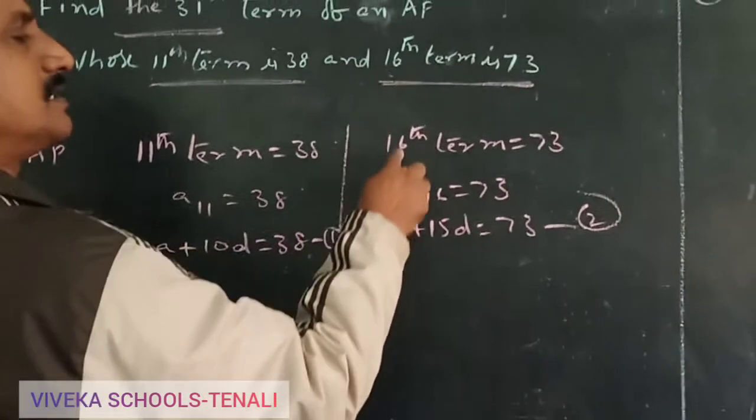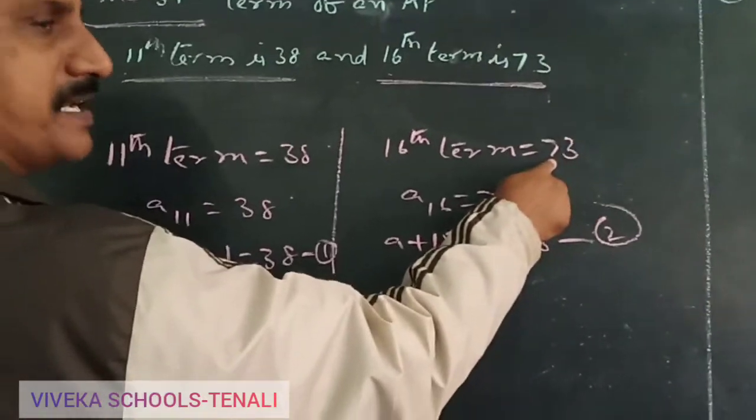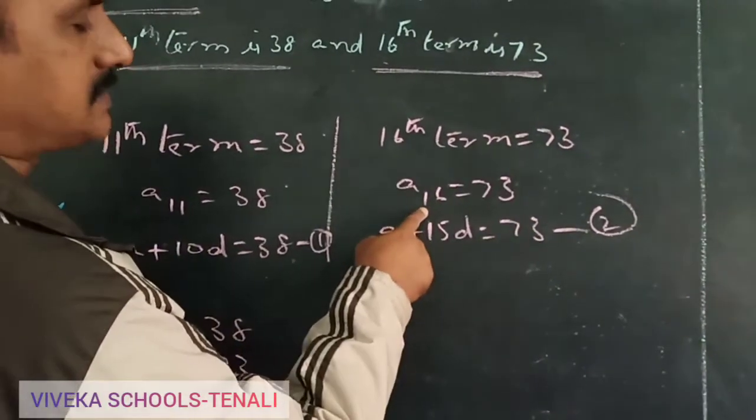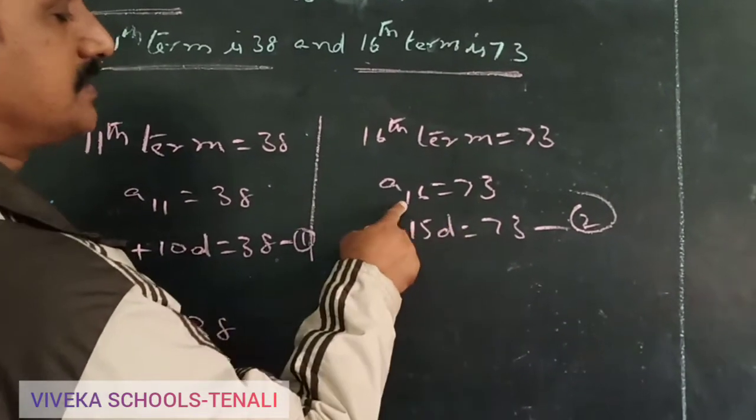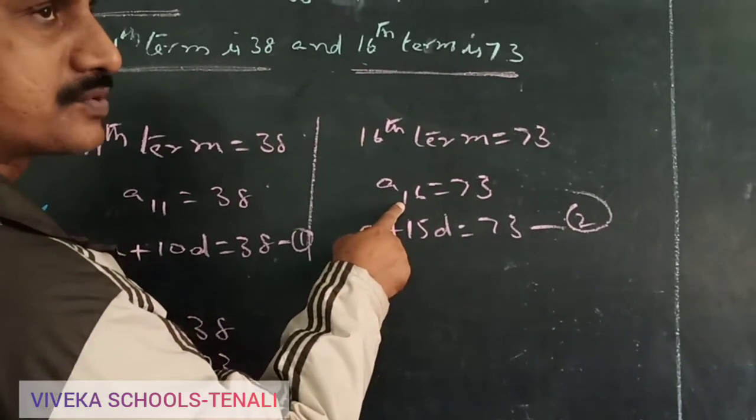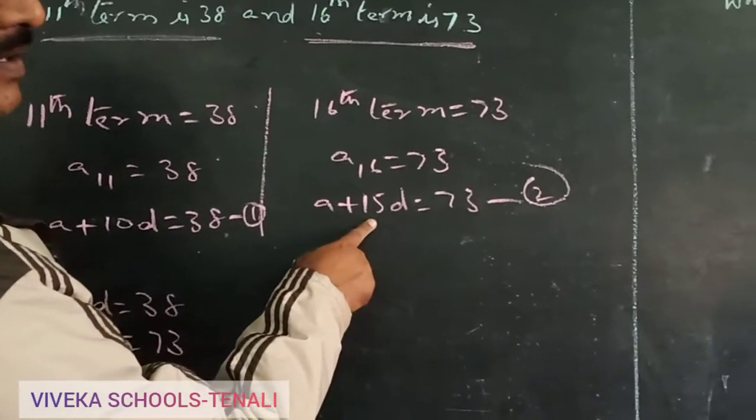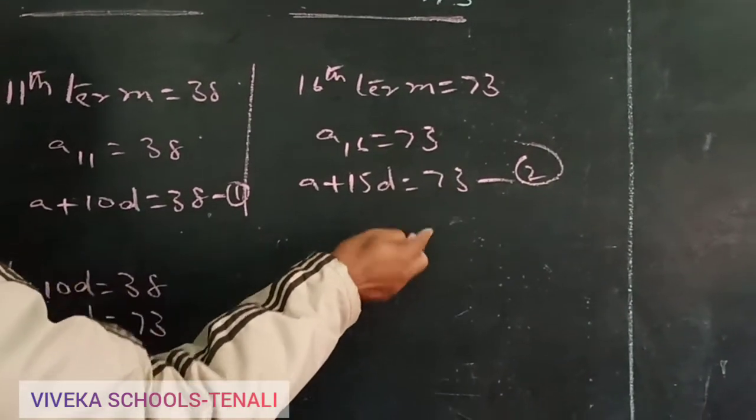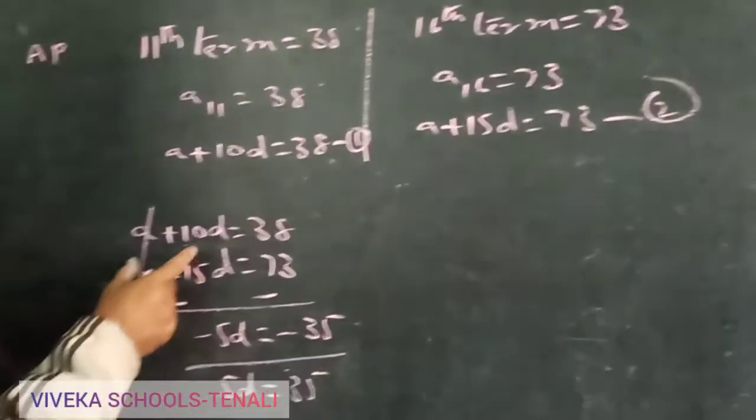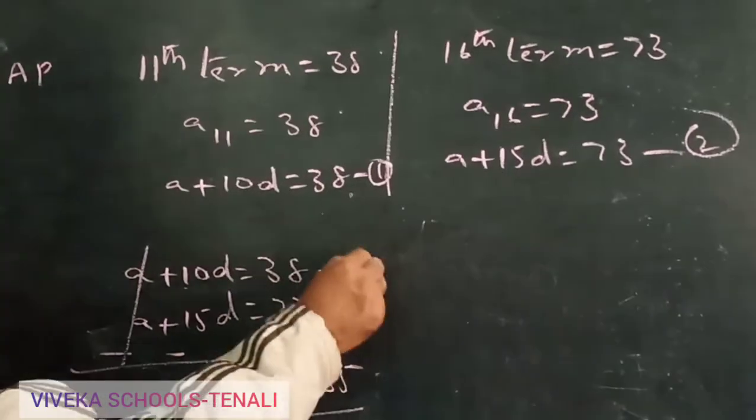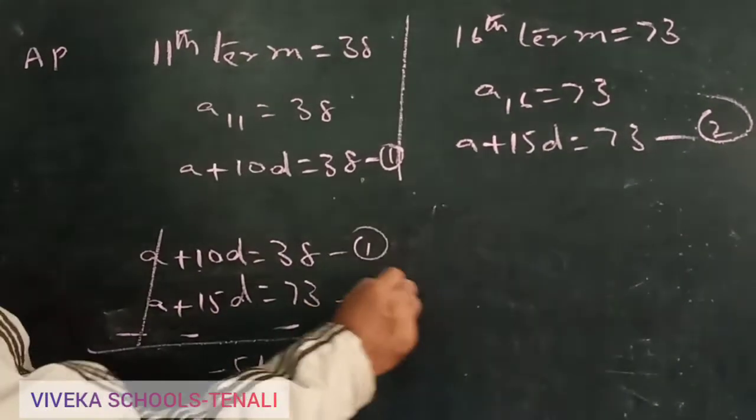Next, the 16th term is 73 in AP. A16 equal to 73. 16th term means A plus 16 minus 1 into D, that means A plus 15D equal to 73. That is the second equation. So solve the two equations. A plus 10D equal to 38 is the first equation, then this is the second equation.